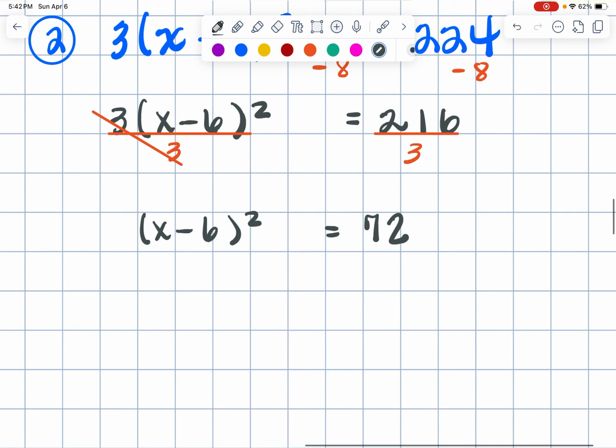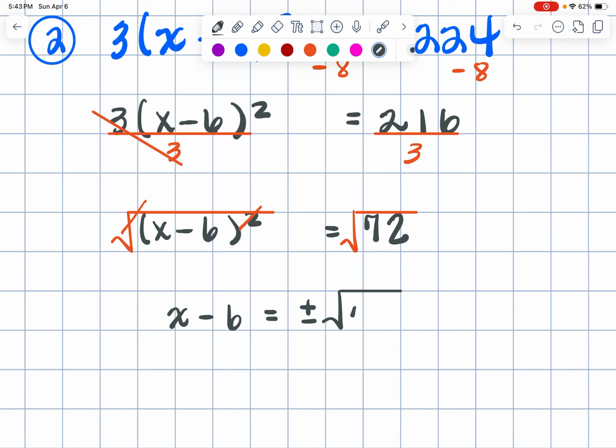Right, but now we're trying to get to that x, but we can't because it's trapped inside a set of parentheses, which means now we have to square root, because you can't unlock those parentheses until you get rid of that square. So now we're going to have to square root both sides. Square roots and squares cancel, and I don't need my parentheses anymore because all I have left is x minus 6. And that's going to equal plus or minus the square root of 72. Do not forget the plus minus.